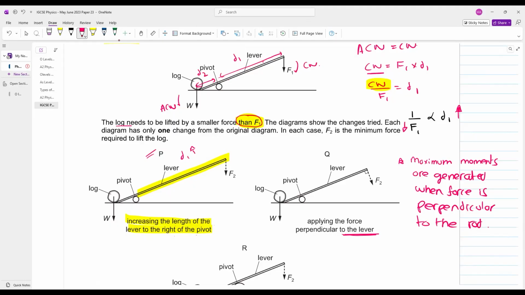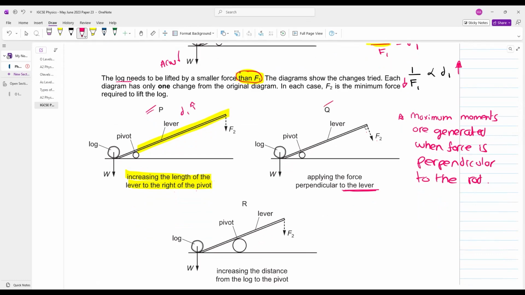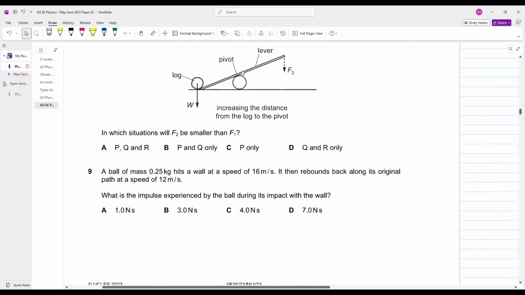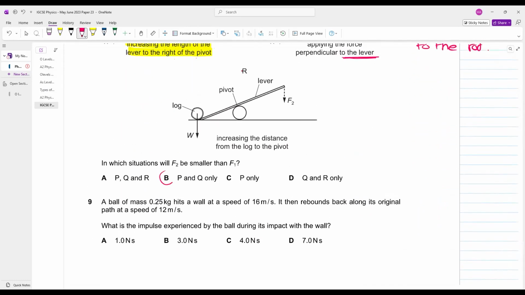Beta, in the original diagram, can you realize F1 was acting at an angle of theta? This wasn't generating maximum moments. When F1 was acting at an angle of theta, you were generating a medium amount of moments. To generate maximum moments, force must be perpendicular to the lever, to the rod. Q is your answer as well. Let's see if you have any option P and Q. Yes, P is your answer.